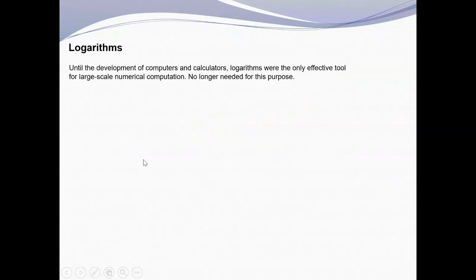Okay, now comes logarithms. Until the development of computer calculators, logarithms were the only effective tool for large-scale numerical computations. No longer needed for this purpose because we have calculators now. But anyway, this is the definition of logarithms to the common base. The common base will be 10.